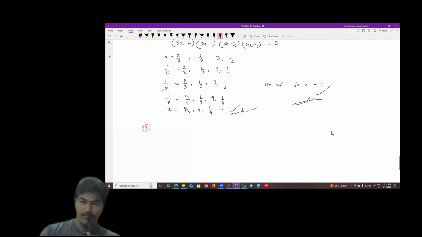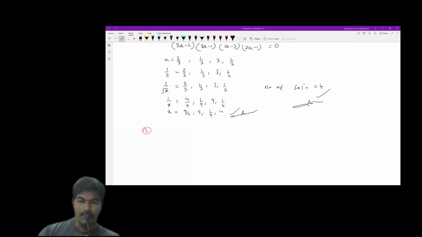Next, second problem. It says, if the set of all a belongs to R, that means a is any real number, for which the equation 2x square plus (a minus 5)x plus 15 equal to 3a, where a is any real number, has no real roots. This equation has no real roots.